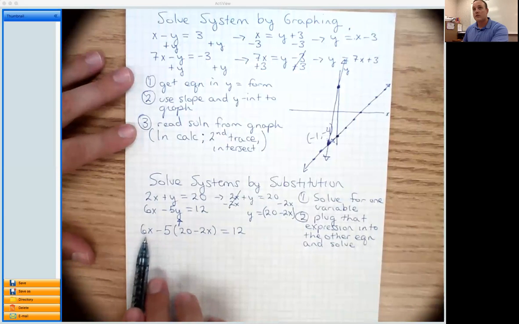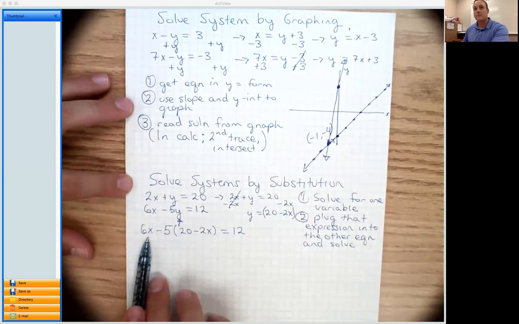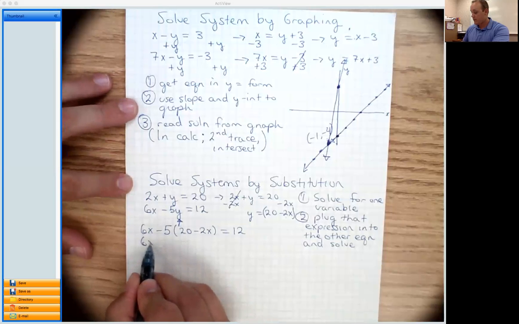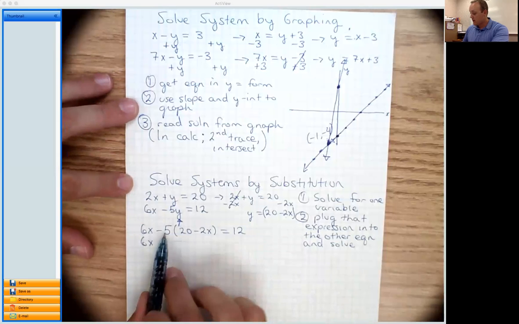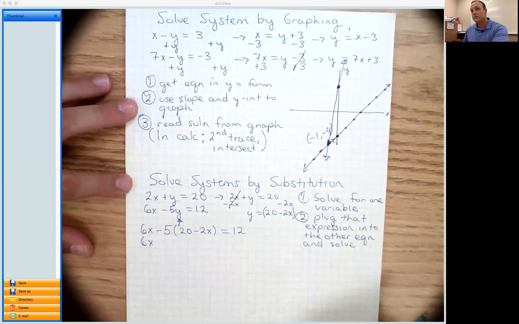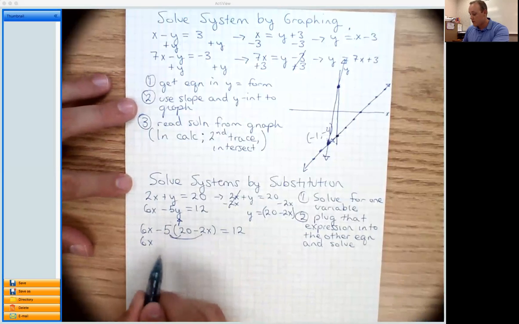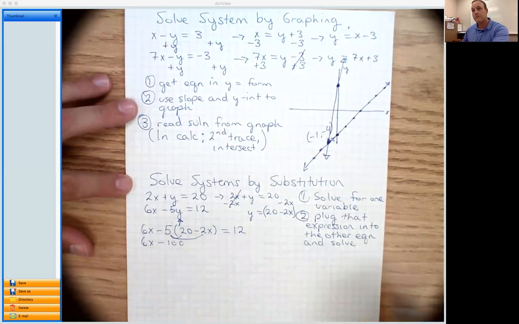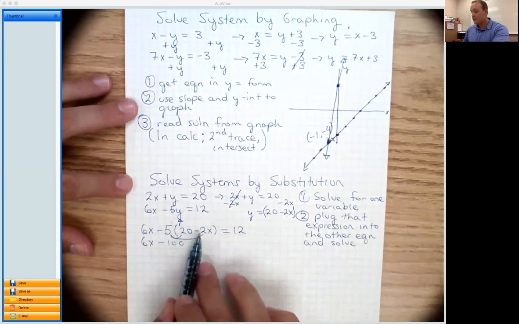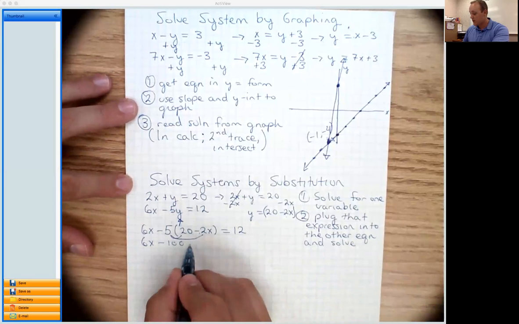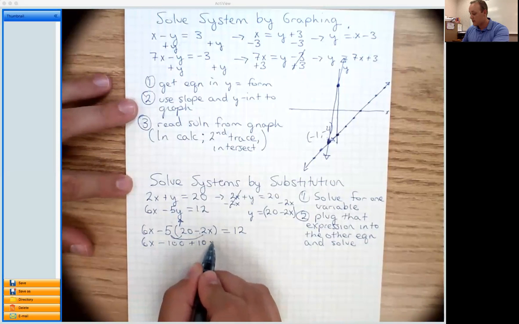So you ask yourself, is there anything I can do with the 6x yet? Nope, so move on. Okay, so now this -5. What do I have to do to everything in the parentheses? So I distribute. So -5 times 20 is -100. And -5 times -2 is positive 10x.